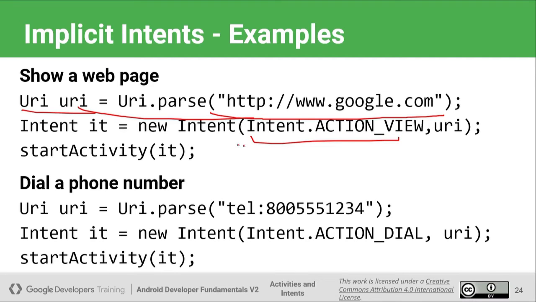So startActivity with the same intent. Come over here again, dial a phone number, and here is a constant, a different action, ACTION_DIAL. So there are different actions or predefined constants that are associated with an intent. So again, startActivity and the intent object over here.